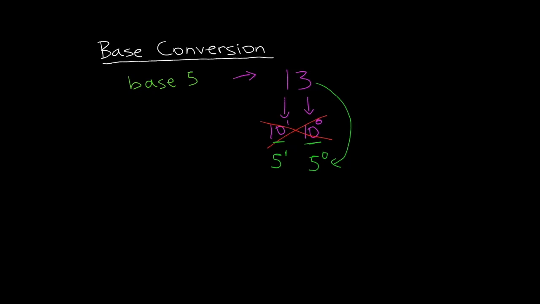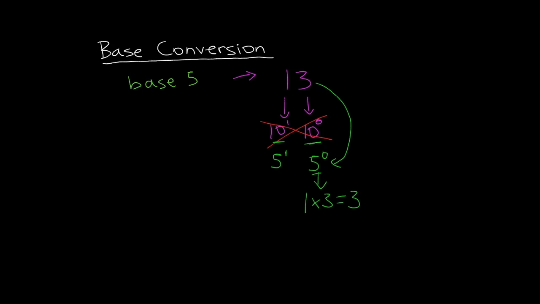And you'll notice that 5 to the 0 is also 1, because anything to the 0th power is 1. So really, in this 5 to the 0th place, we're going to have the same value, because it's 1 times 3, regardless of the base, so it's going to be 3.